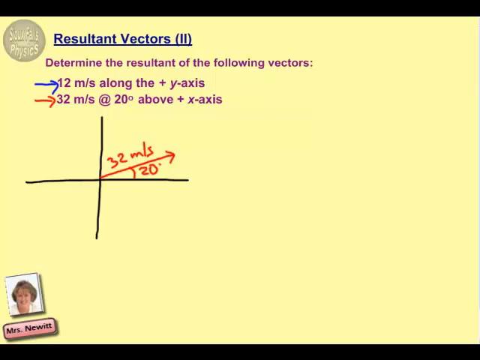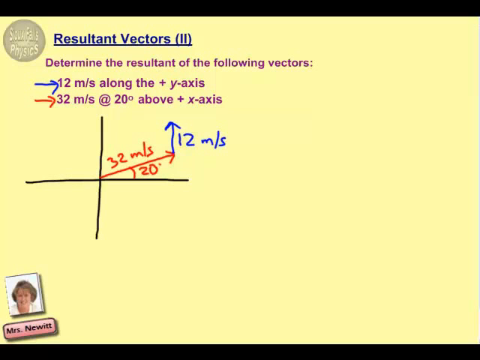Now again, to really see what our resultant is going to look like, we need to draw these head to tail. So we have our initial vector drawn. Head to tail means that we go to the point where that vector ends and use that as our starting point for our next vector, which is on the positive y-axis. Positive y-axis is straight up. Notice that that arrow should be a fair amount smaller than our original arrow because we're comparing 12 meters per second to 32. So here is our second vector.